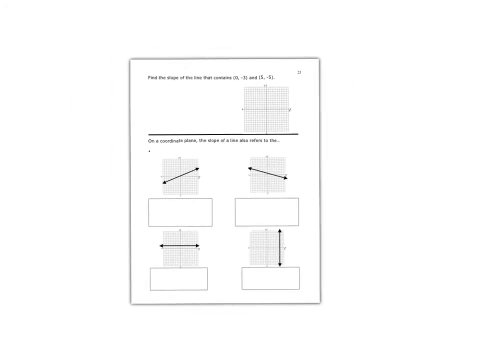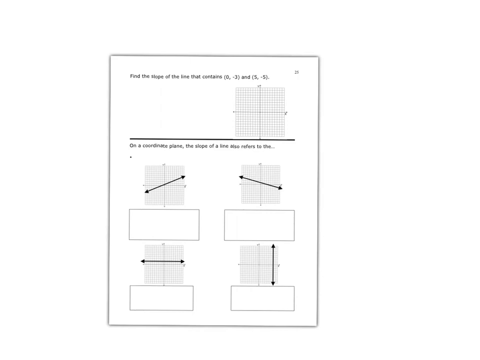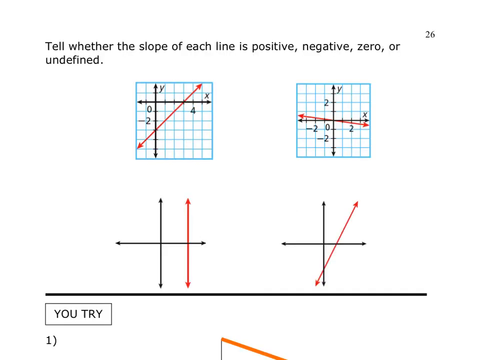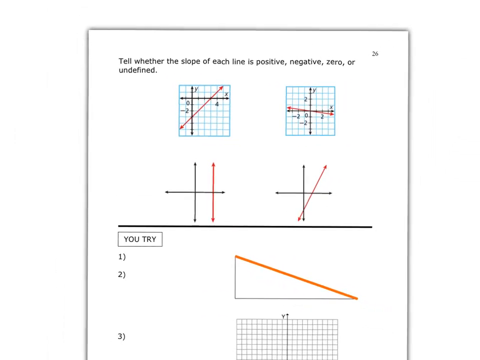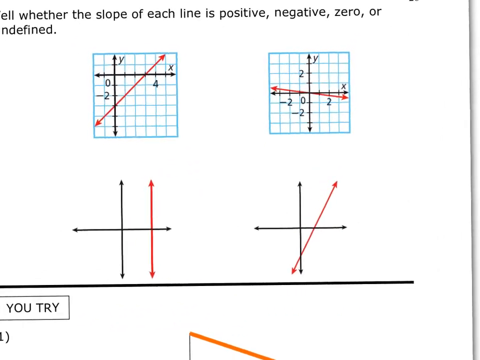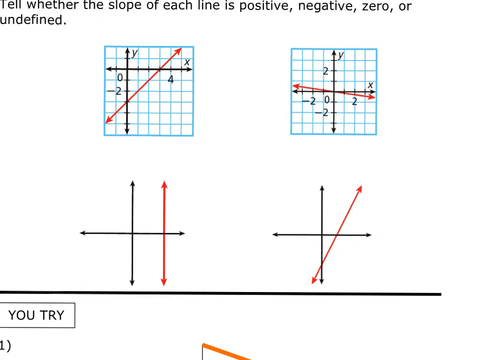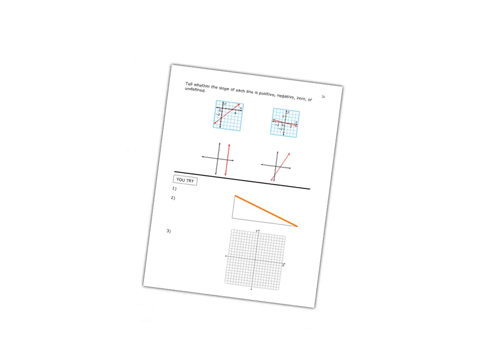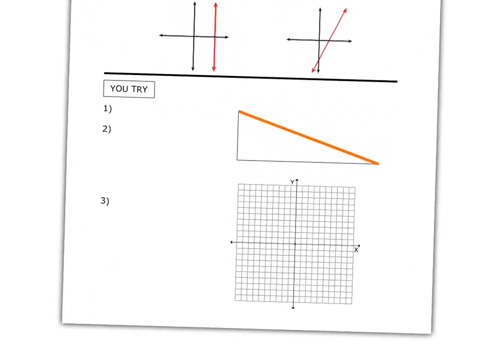All right. Okay, let's go ahead and try a couple more. For a brief second, I want you to go ahead and decide if these 4 different lines are positive, negative, 0, or undefined slope. Okay, so take a second and do that real quick. Okay, lastly, u-tries.